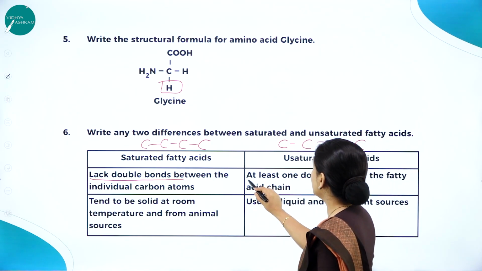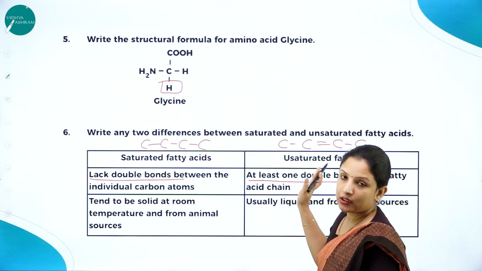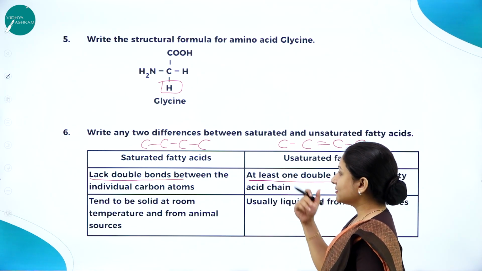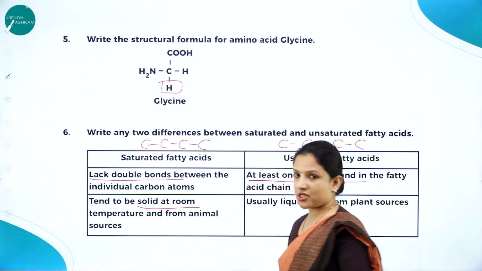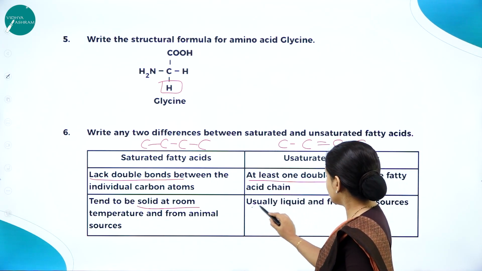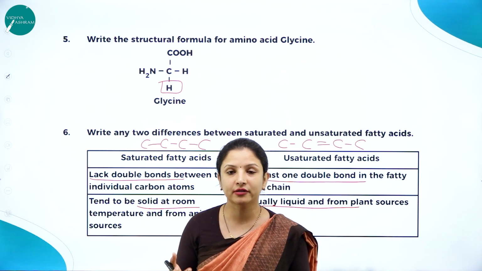So those two points you can write. Here they lack a double bond. Here at least one double bond will be present between the carbon atoms. And saturated fatty acids tend to remain solid at room temperature, and they are from animal sources. Unsaturated fatty acids usually remain in liquid form. That is your refined oil and all that, cooking oil.